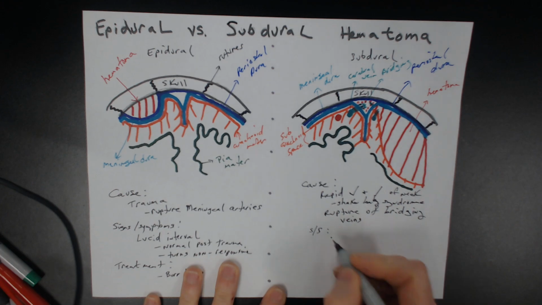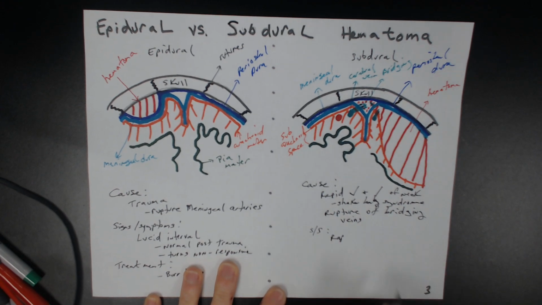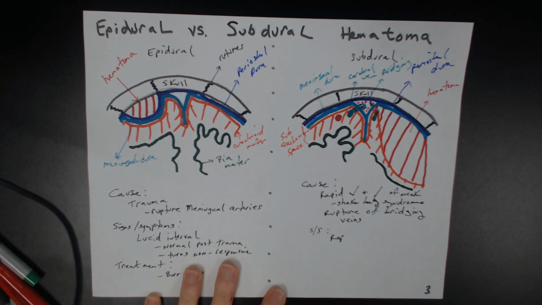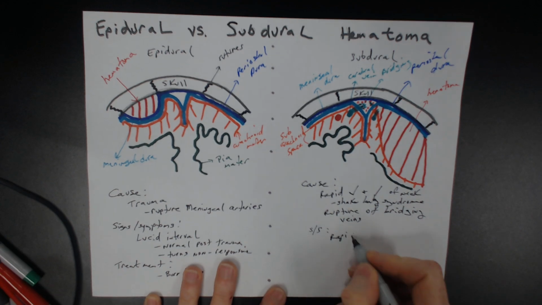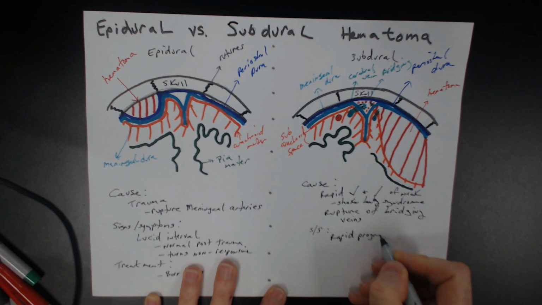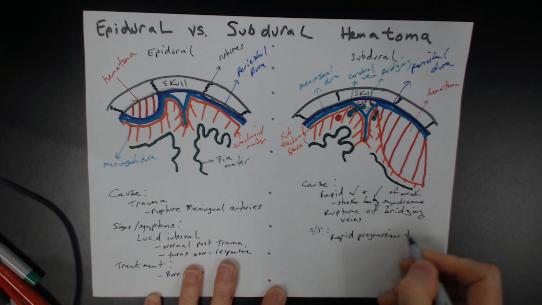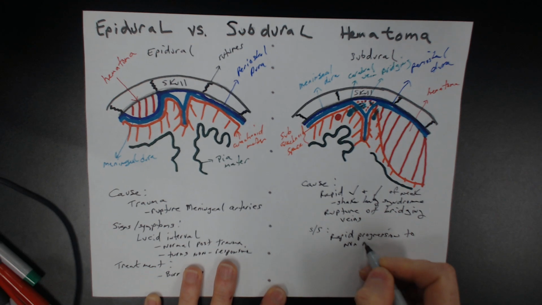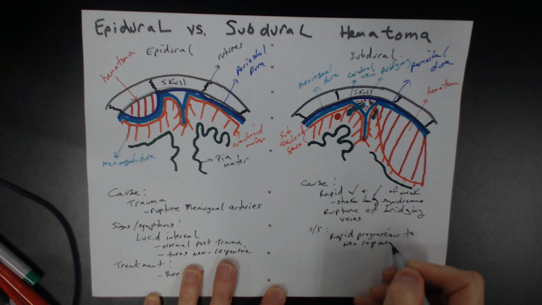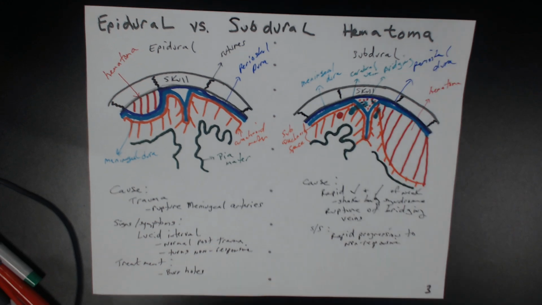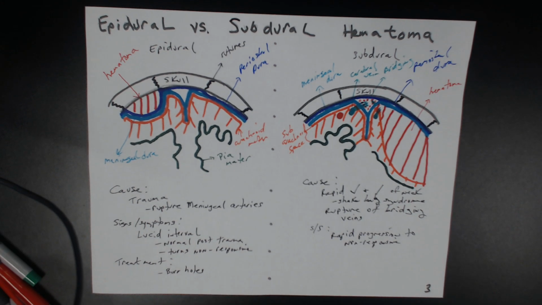Okay, and the signs and symptoms are rapid. If the bleed happens on a bridging vein, you can imagine the amount of blood starts to pool very quickly. This is not like a little meningeal artery that takes time to accumulate the blood. This is pretty rapid, so it's a rapid progression to non-responsive.